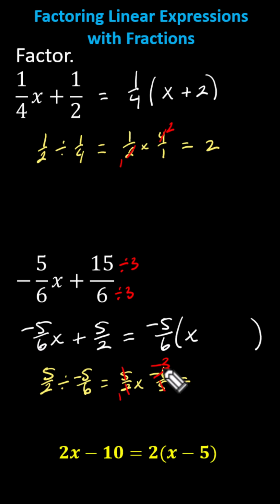Again, the denominator is 1. Multiplying, we just have 1 times negative 3, which is negative 3, indicating the expression inside the parentheses is x minus 3. And of course, we can distribute to verify we get back the original expression.